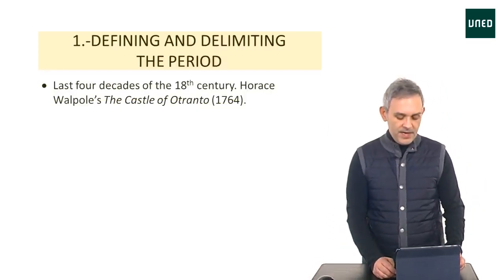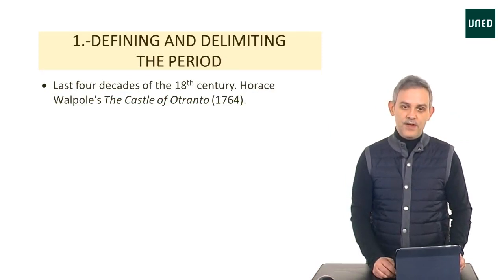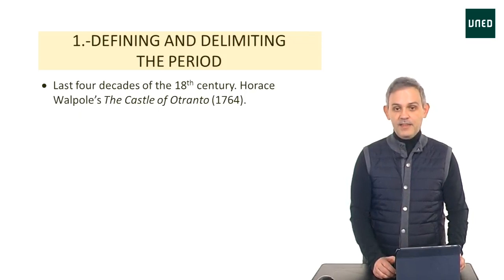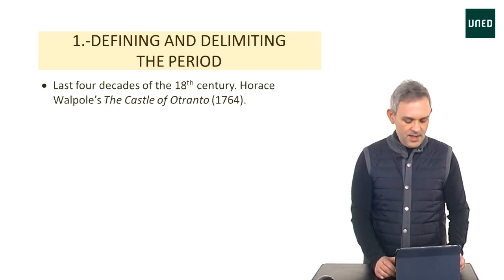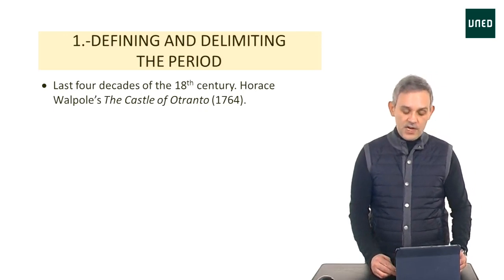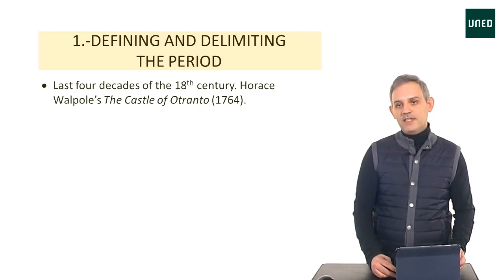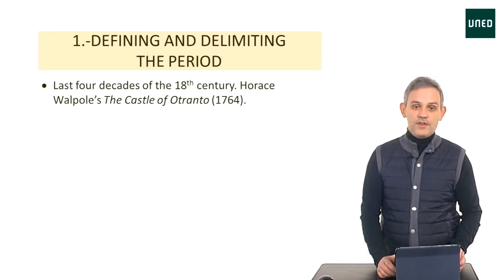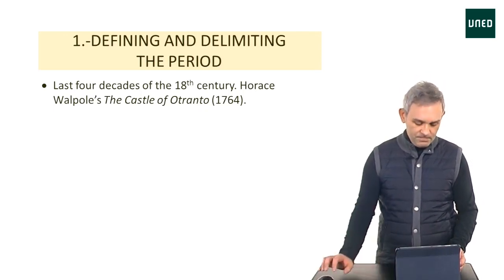Although the spirit of the Gothic has survived until today, strictly speaking, and in the history of English literature, it spans the last 4 decades of the 18th century. Horace Walpole's The Castle of Otranto, published in 1765, is considered by convention the first Gothic novel.